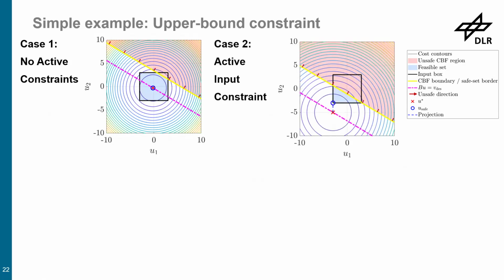If we have an active input constraint, the magenta line is lying outside of the box. So now we have to search for a point on the magenta line that is as close as possible with respect to the box. So you just look and see, okay, the box, which is the admissible set of inputs, has this edge here, and this edge is the closest to the magenta line. So we go with this. And at the same time, you need to make sure that your safety filter constraint is also outside of the solution.